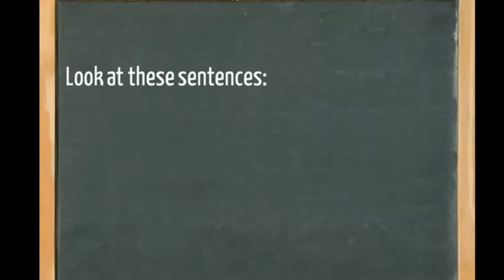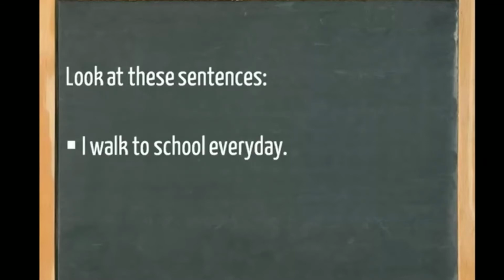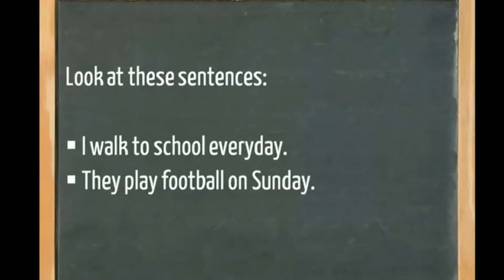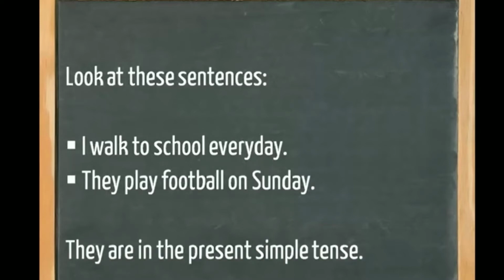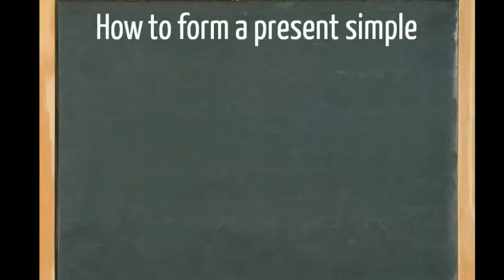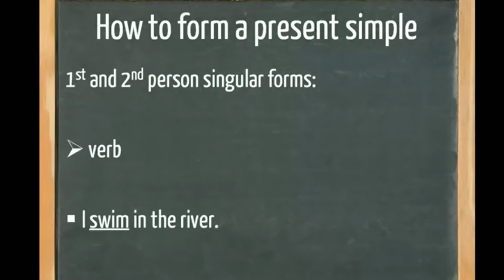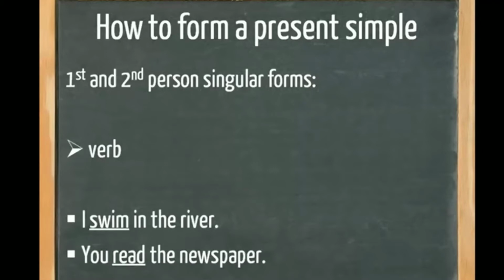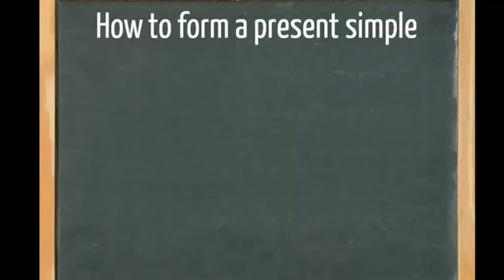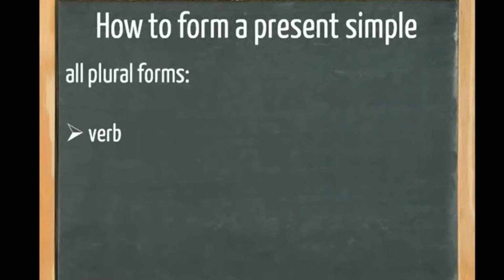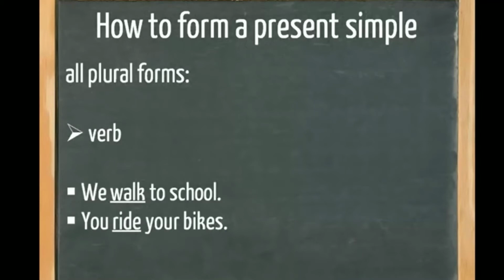Take a look at these sentences. I walk to school every day. They play football on Sunday. Both these sentences are in the present simple tense. How to form a present simple? For the first and second person singular forms, we simply use the infinitive form of the verb. For example, I swim in the river. You read the newspaper. For all plural forms, we do the same. We use the infinitive form of the verb. We walk to school. You ride your bikes.